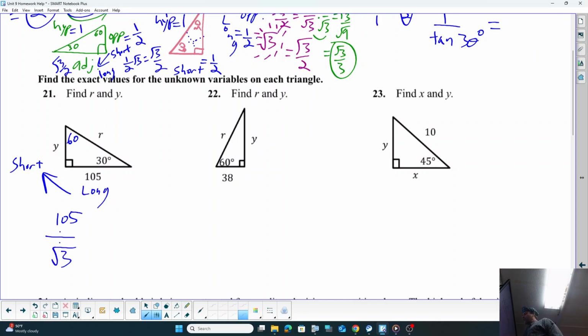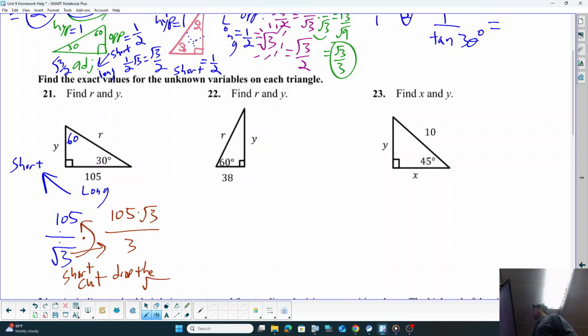So you're going to divide by radical 3, but you can't have radical 3 in the bottom, can you? So you're going to have to go ahead and times it by radical 3 in the top. You're going to use a shortcut. And here's the shortcut. You just bring it up to the top, so you get 105 times radical 3 divided by 3. Drop the radical. So that's going to be what y equals now. So y is equal to 105 radical 3 over 3.